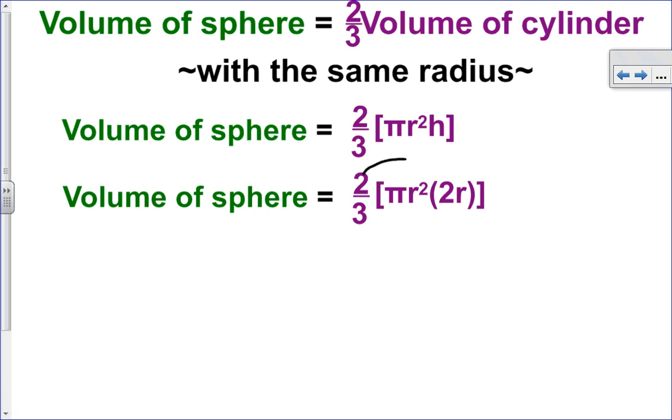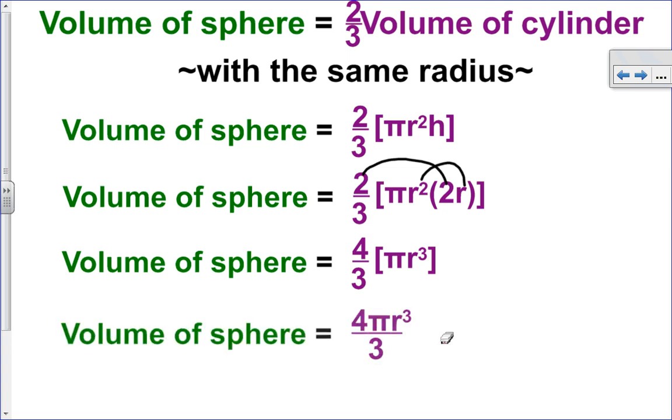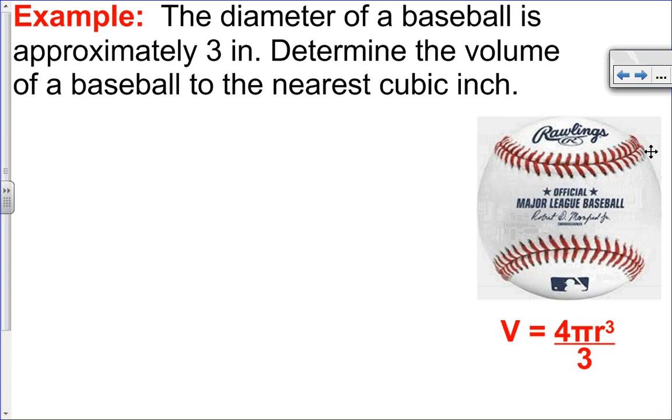So I'm going to multiply the 2's together and the r's together. So I'm going to get 2 times 2, 4. R squared times r is r cubed. 4/3 pi r cubed. Or as I like to write it, 4 pi r cubed divided by 3. So now that we know the formula, let's use it back on that baseball to find the volume.